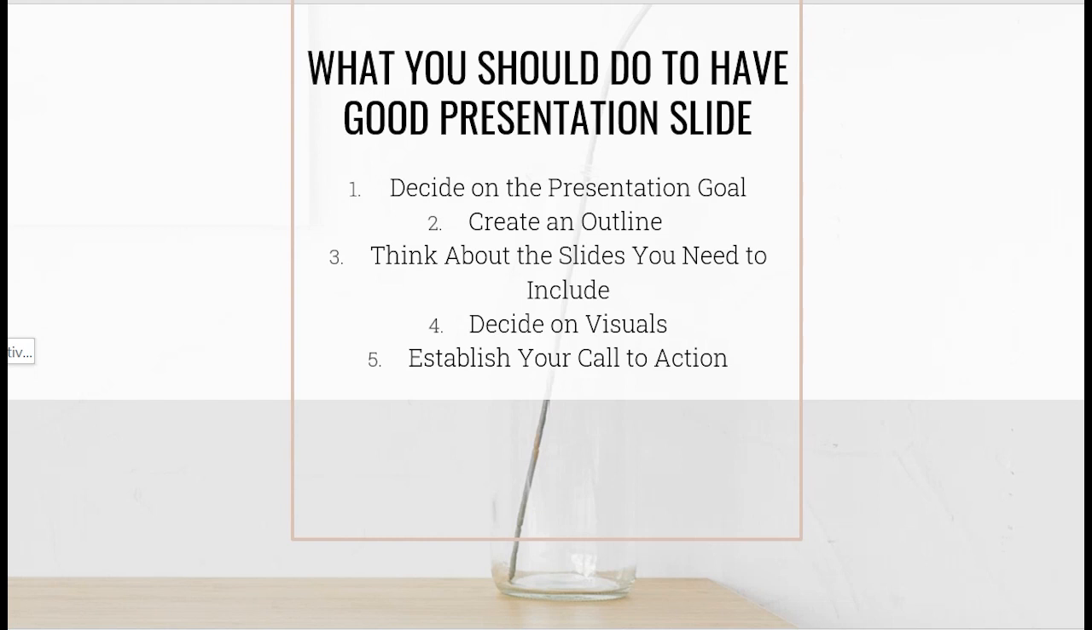And number 4 is decide on visuals. Your planning stage should account for visuals that will help back up your story. This can include photos, icons, charts, infographic elements, graphs, tables, and everything else you need to make your data more visually appealing.